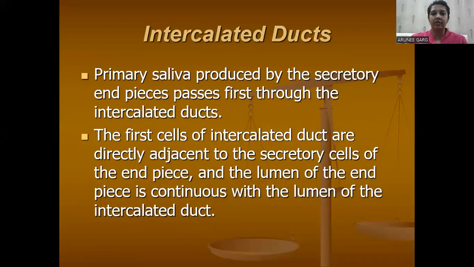Coming to the intercalated ducts first. These are the ducts which are closer to the secretory end pieces. The primary saliva produced by the secretory end pieces passes first through the intercalated ducts. The first cells of the intercalated duct are directly adjacent to the secretory cells of the end pieces, and the lumen of the end piece is continuous with the lumen of the intercalated duct.